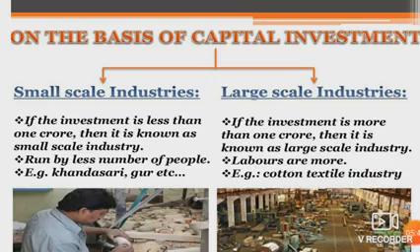On the basis of capital investment, industries can be divided into small scale industries and large scale industries. If the investment is less than 1 crore, then it is known as a small scale industry. It requires fewer people, for example Khansari, Gur industry, etc. If the investment is more than 1 crore, then it is called a large scale industry, and it requires more laborers and huge infrastructure, for example the cotton textile industry.